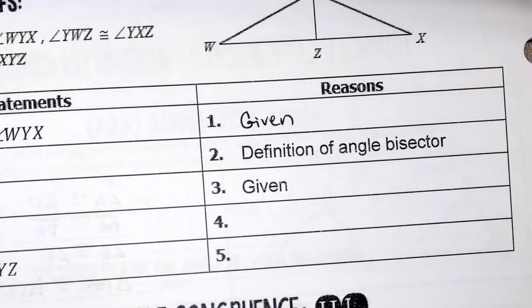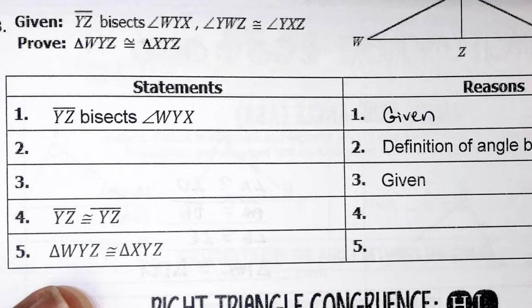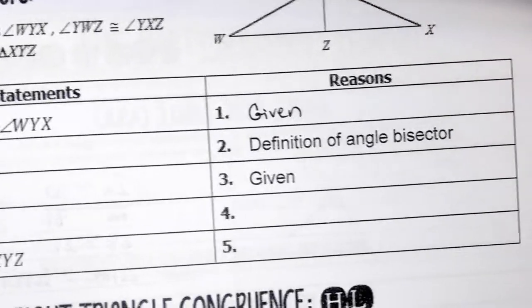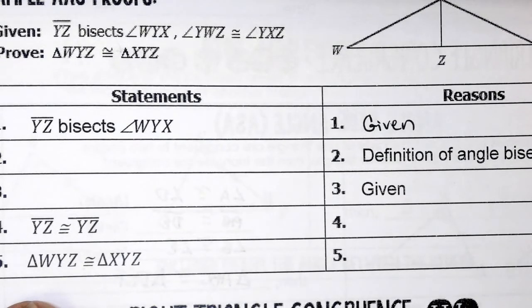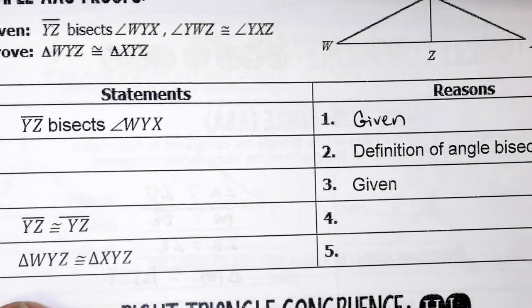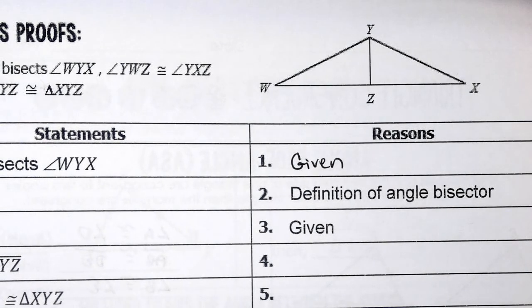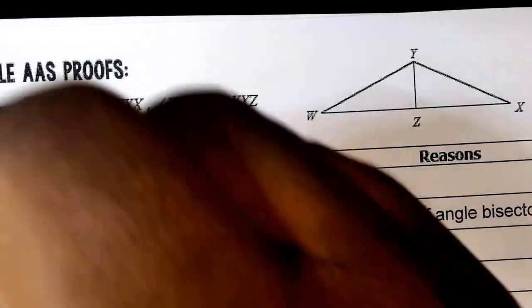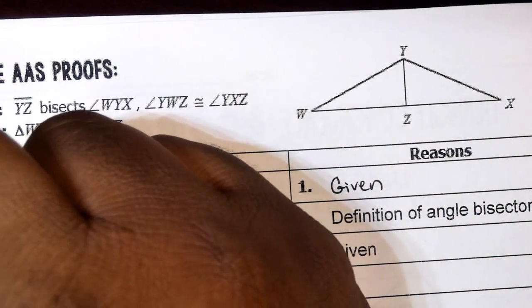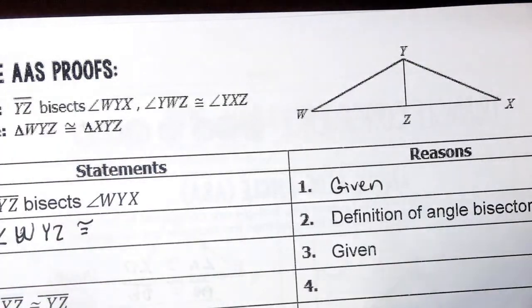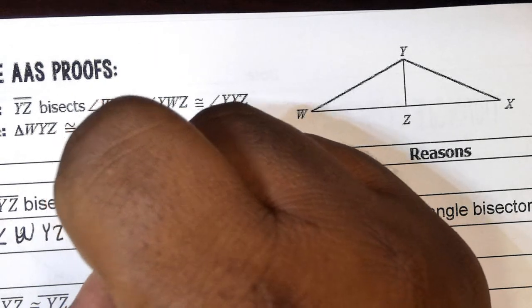On this one, that was a given piece of information entirely. The next line says definition of an angle bisector. So they told us YZ bisects the angle WYX. Then the next line says definition of an angle bisector. Name the two angles that would be congruent based on the first line. Good. Excellent, sir. Angle WYZ will be congruent to angle XYZ.